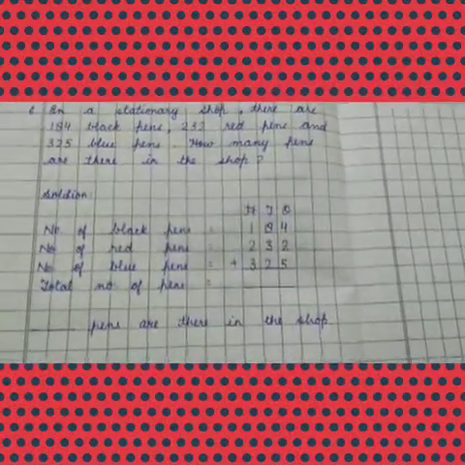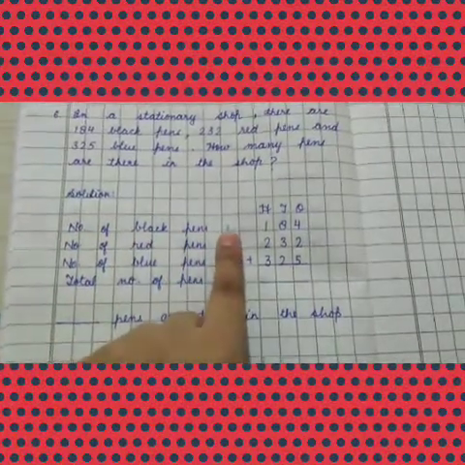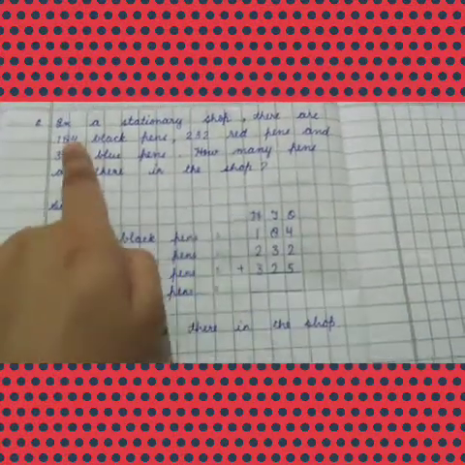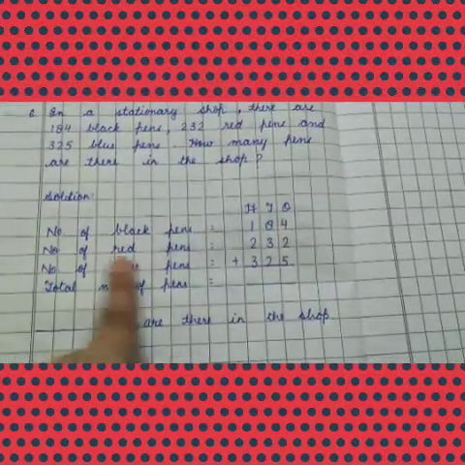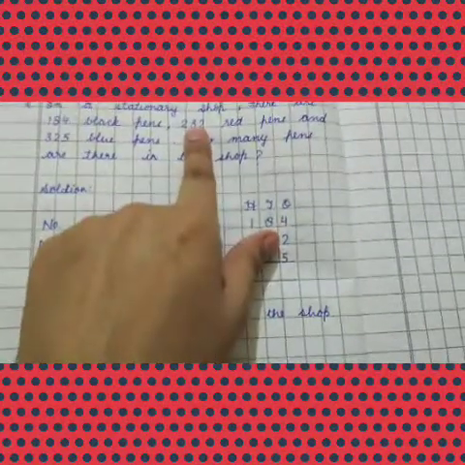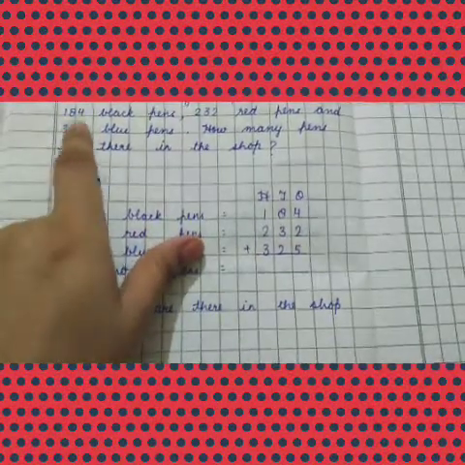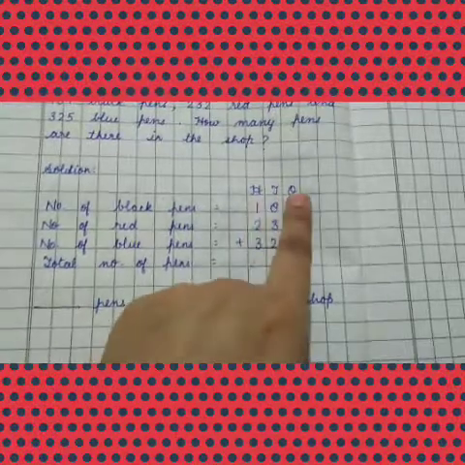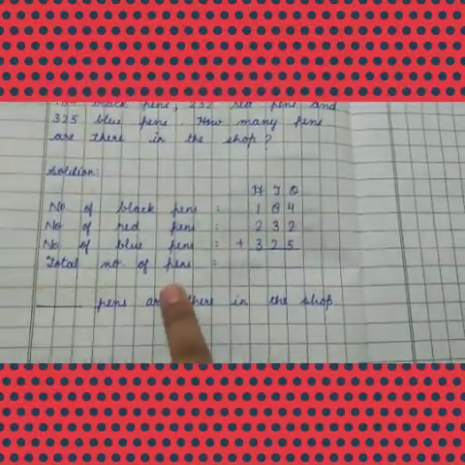So our first statement is number of black pens is equals to 184. We are counting the number of pens. First number of black pens, that is 184. The number of red pens, that is 232. The number of blue pens, that is 325. So we have written these numbers under hundreds, tens and ones. And what we have to find? We have to find the total number of pens.